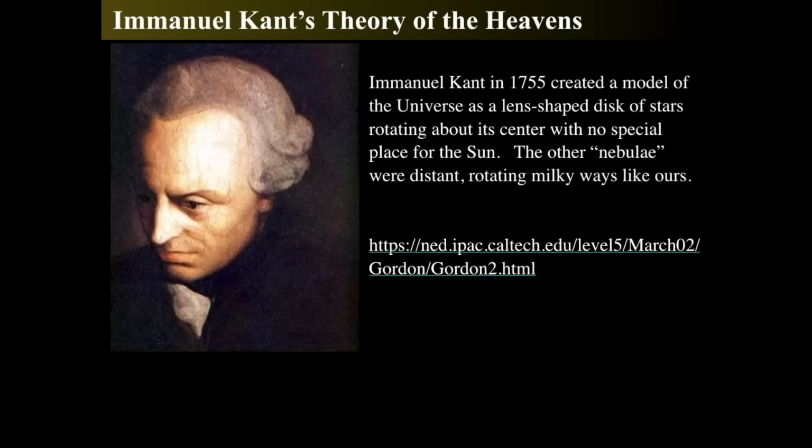And then in 1755, which is prior to this, so we're going to bounce around a little bit in time, Immanuel Kant, a philosopher, looked at Thomas Wright's model of a disk and thought, this seems to be about right. And Immanuel Kant said, well, maybe the universe was a disc-shaped lens, a lens-shaped disk, and was rotating about the center. And the sun was not really any special star in there, and all these other nebulae that were being discovered were rotating Milky Ways similar to our own.